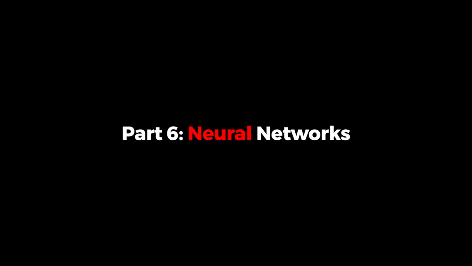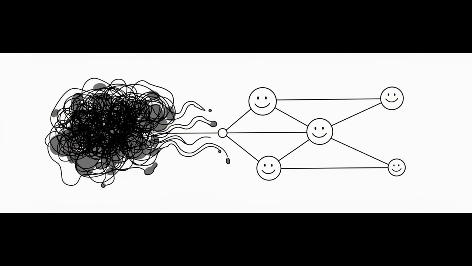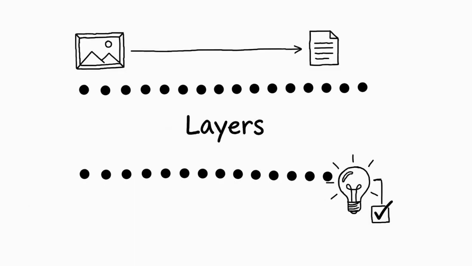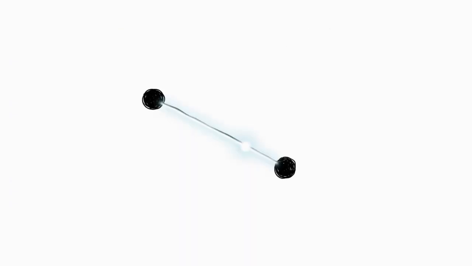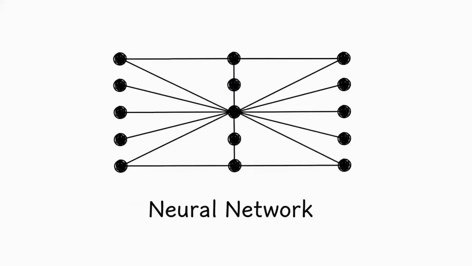Part 6. Neural networks. Painted simply. You may hear the term neural network. It sounds scary, but let's paint it simply. Imagine rows of dots. First row, input, pictures, words. Middle rows, thinking layers. Last row, answer. Each dot sends a small signal to the next. Some signals are strong, some are weak. During learning, AI changes these signals. Strong signals get stronger, wrong ones get weaker. That's it. That's a neural network.